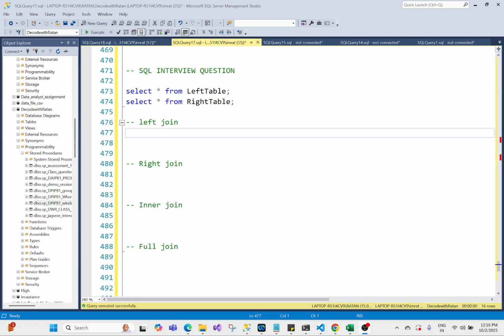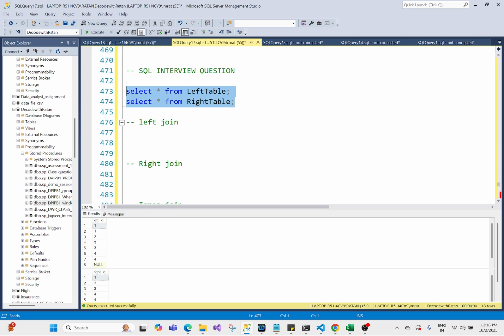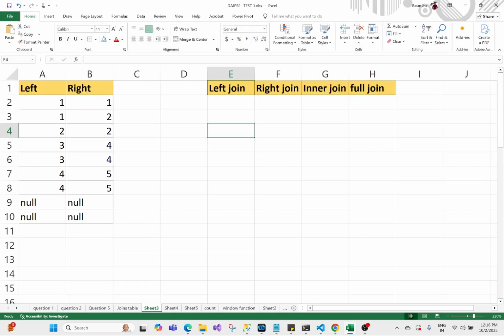In today's lecture, we will cover the most important SQL interview question, that is join. In each and every interview, either of data analyst or data engineer, this is the question that is asked by each and every interviewer. Let's see what tables we have. I have one left table and one right table, and these are the records in the left table and right table. The same records I created in Excel, left table, and this is the right table.